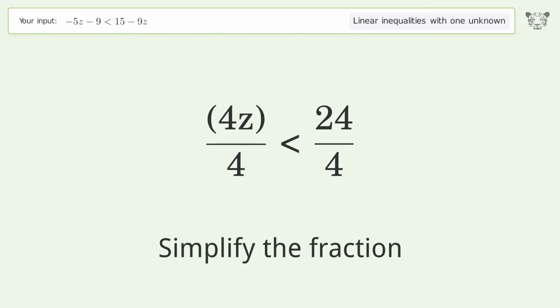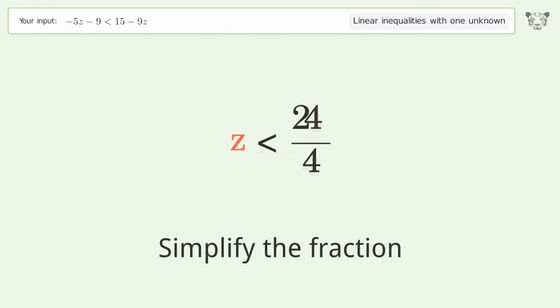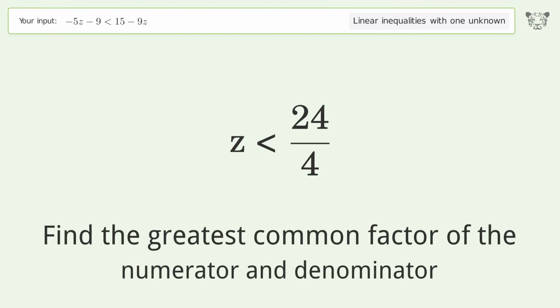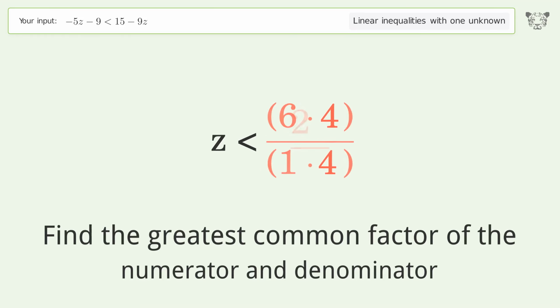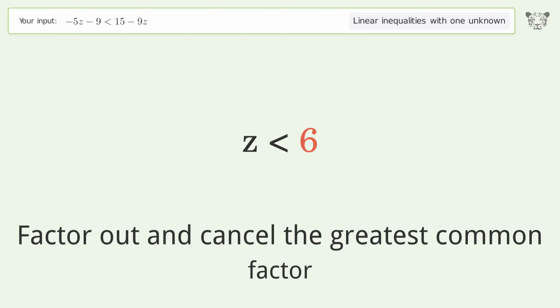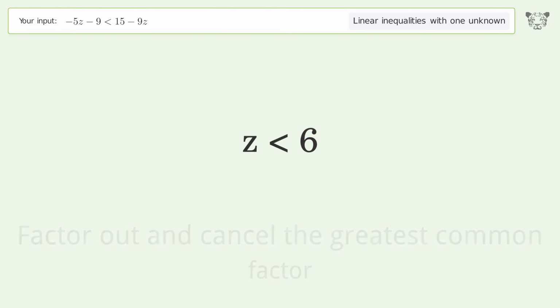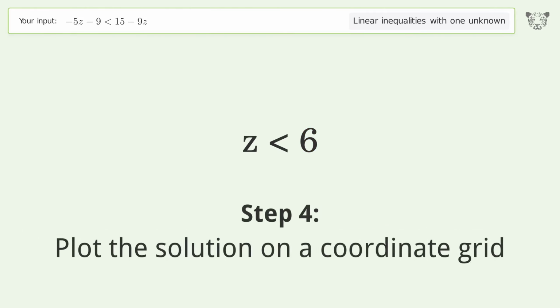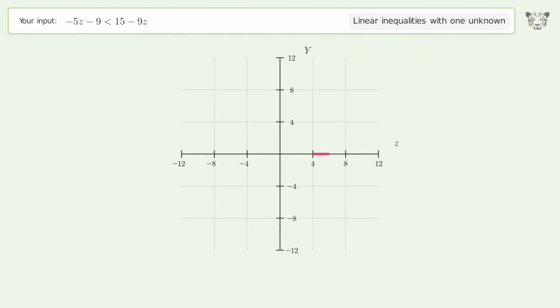Simplify the fraction. Find the greatest common factor of the numerator and denominator. Factor out and cancel the greatest common factor. Plot the solution on a coordinate grid. And so the final result is z smaller than 6.